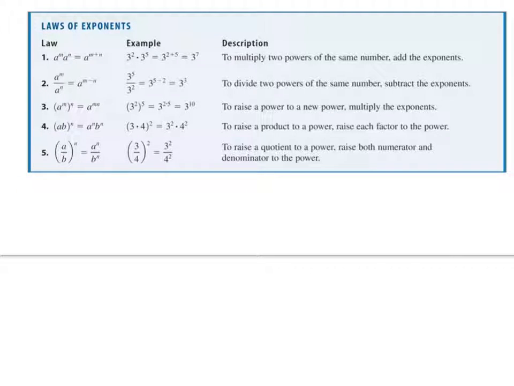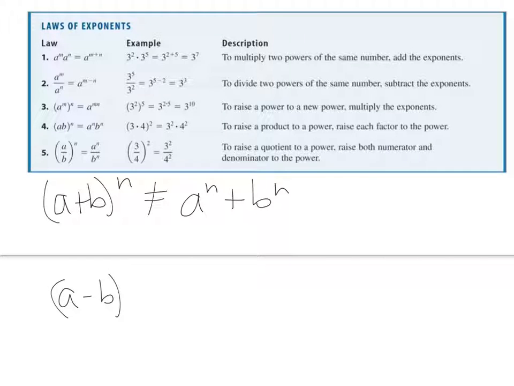Here's what you want to avoid. These are not laws of exponents. Okay, so a plus b to the n is not equal to a to the n plus b to the n. Be careful with that. And then we can say also a minus b to the n is not equal to a to the n minus b to the n. So be very careful with those. When you're adding or subtracting inside a base, you cannot break out the exponent. That's a real easy mistake to make. Don't confuse it with the 4 and 5 here, where you're multiplying and dividing. You can do that. When you're adding and subtracting, you cannot. We'll look at examples in class why that's true.